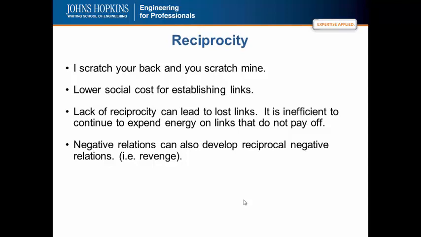Reciprocity is another social force. We'll call this social force number 2. It's the I scratch your back, you scratch mine. Bottom line is it creates a lower cost for establishing a link. If I come and start engaging with you socially and talking to you, it's easier for you to talk to me than going to somebody you haven't met yet and starting a relationship with them.